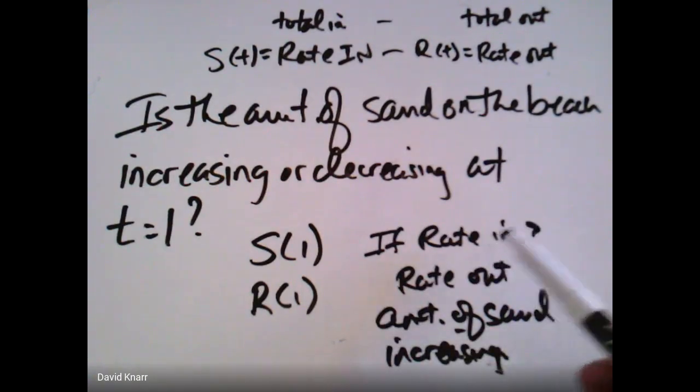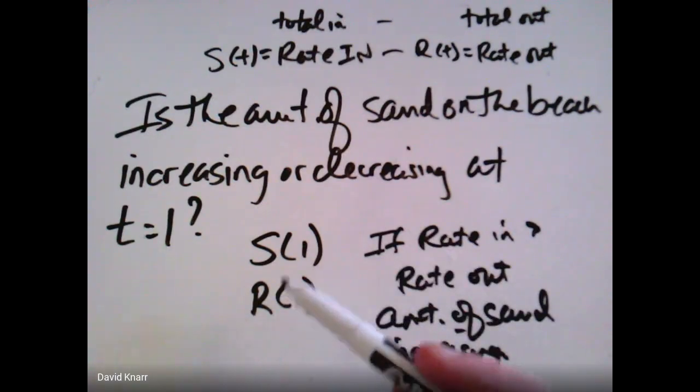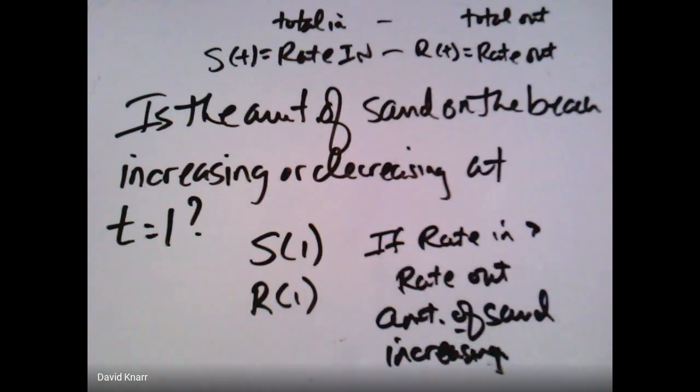Okay? And then vice versa. If R of 1 is bigger than S of 1, then the sand is being pushed off the beach faster than it's being put on. So that would mean that the amount of sand on the beach is getting smaller. It must be decreasing. Okay?